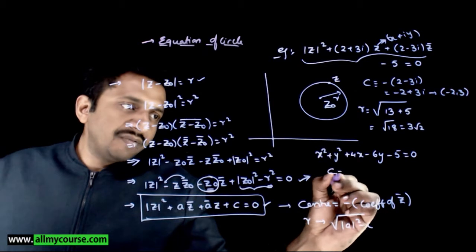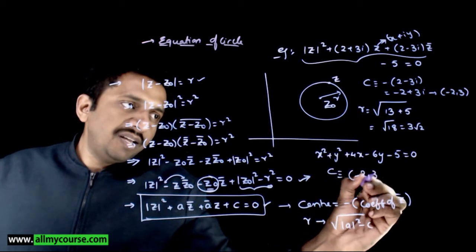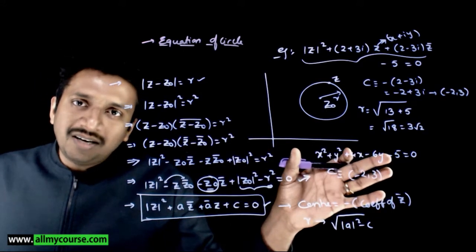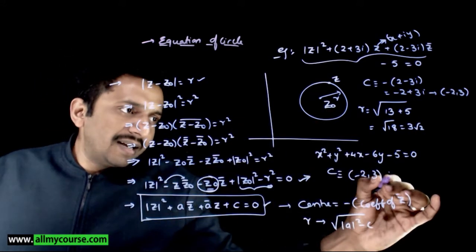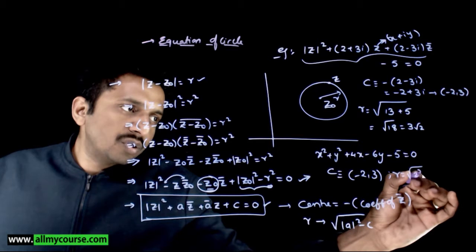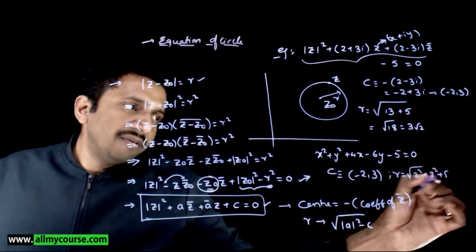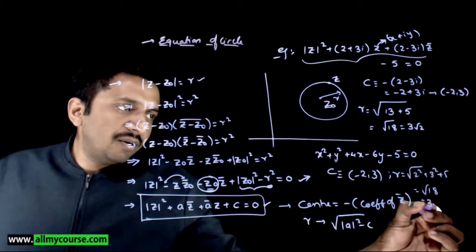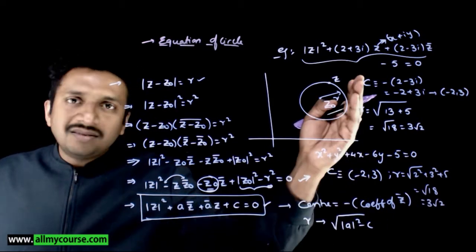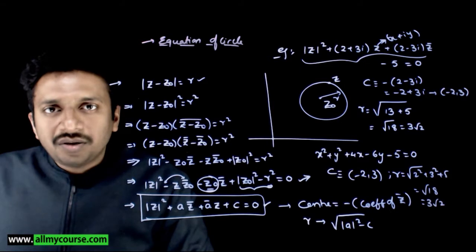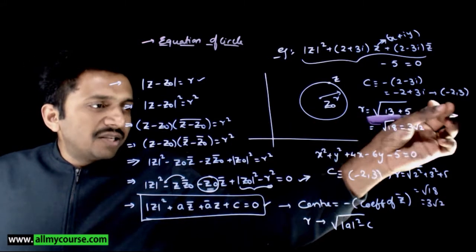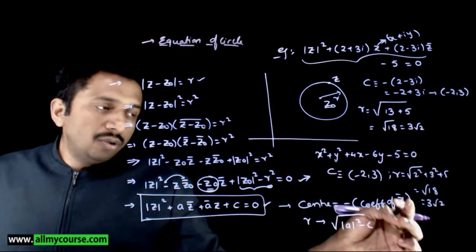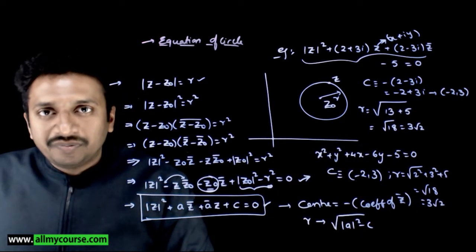So what is the center of this? Minus 2 comma 3, as you know the formula for the center in the Cartesian system. And the radius is root of 2 square plus 3 square plus 5, which is equal to again root 18, which is 3 root 2. You get the same answers whatever process you follow. So the center is minus 2 comma 3 here also, and the radius is 3 root 2.